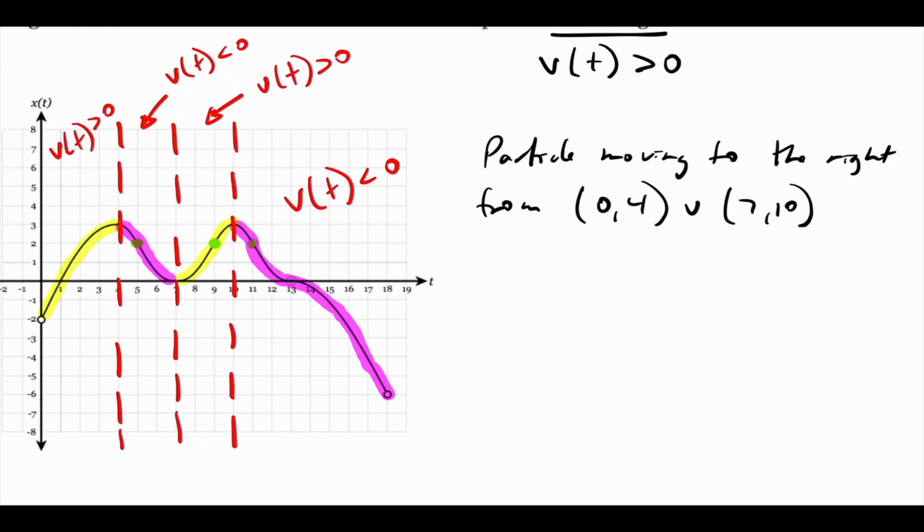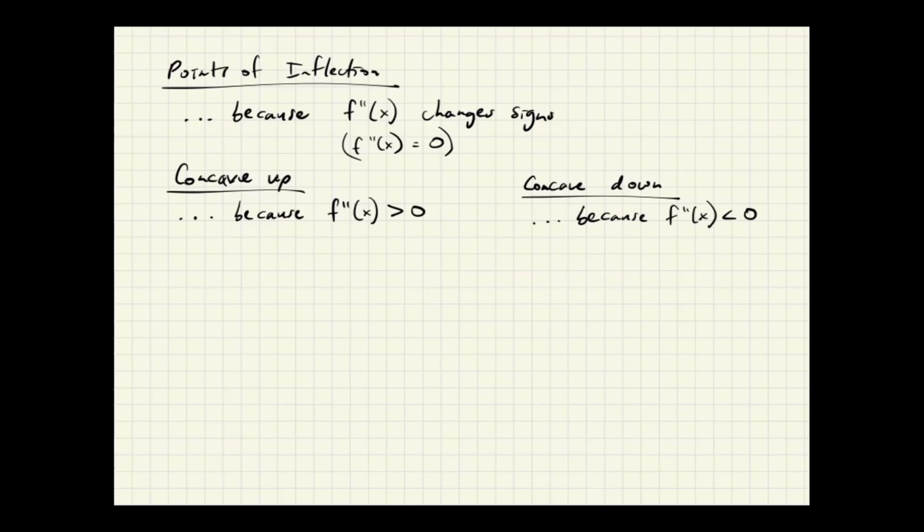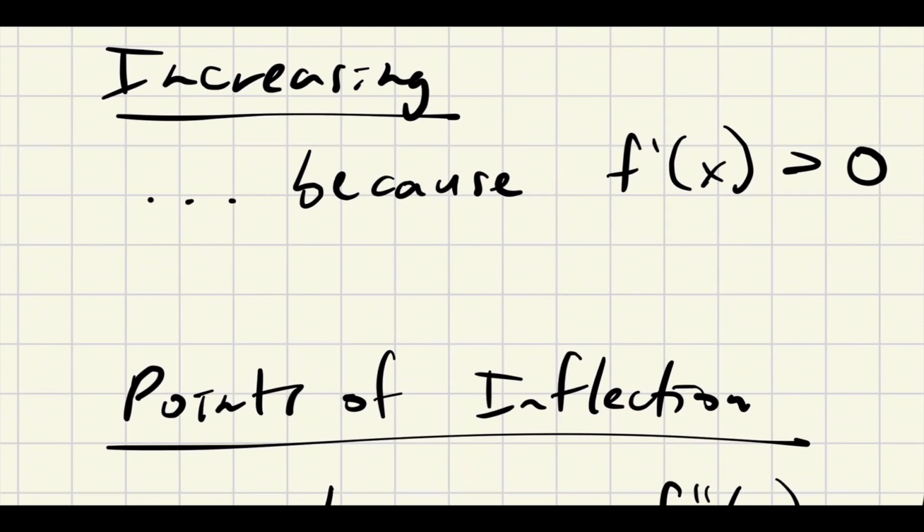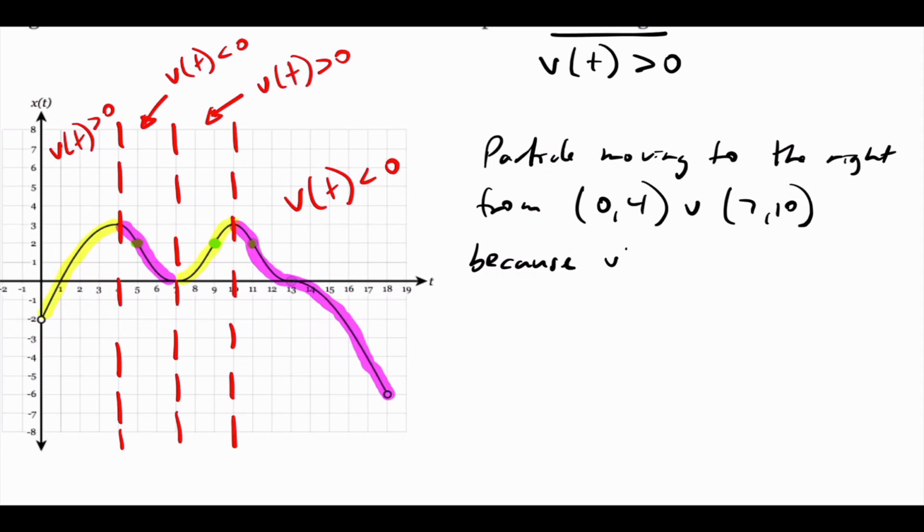So our justifications are exactly what we said. Because first derivative is positive. Well, instead of f prime, what are we going to write? Velocity, yep. V of t. Done. Okay.